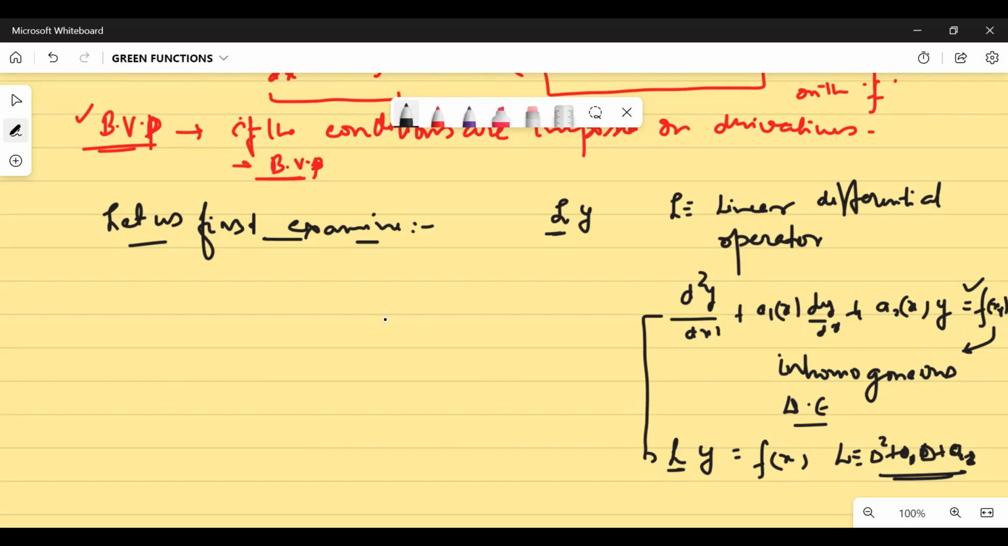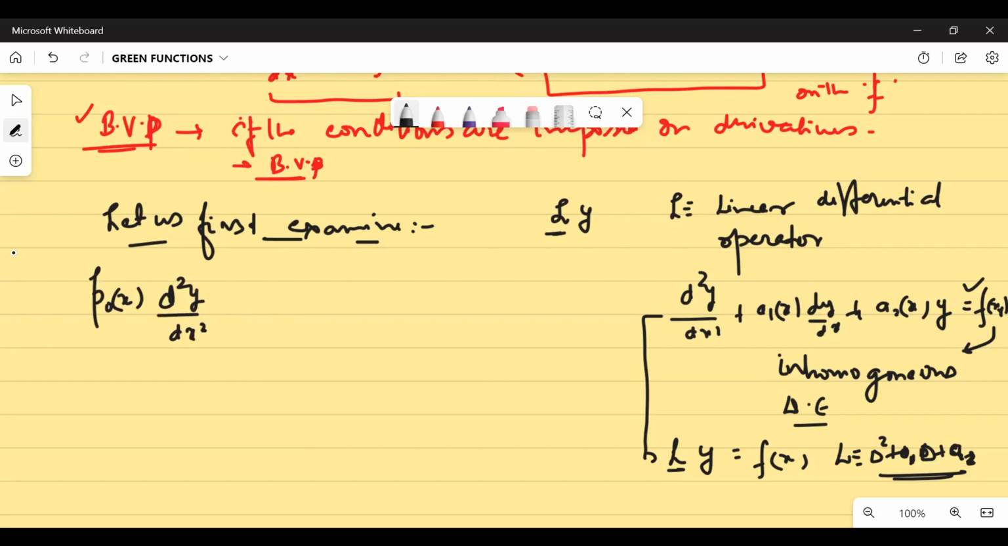Okay. Now, let us first examine a simple case. I'm not going to write it in this format, but if at all I write somewhere in this format, don't worry about it. If you see Arfken and Weber, that is a book on mathematical physics, they would probably start with L. That is how they do it. So don't worry about this. This is simply your linear differential operator.